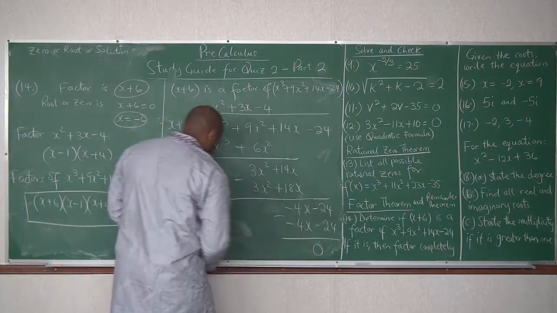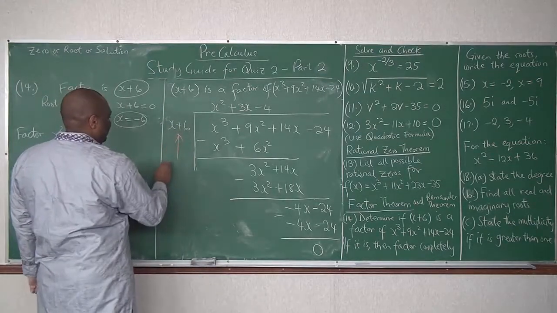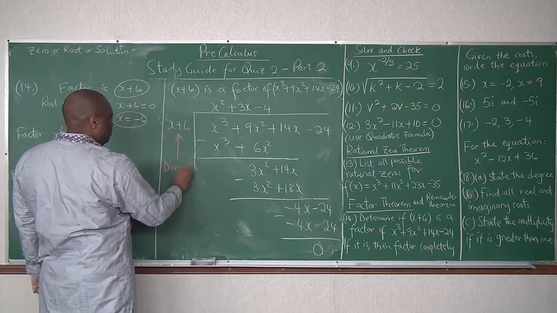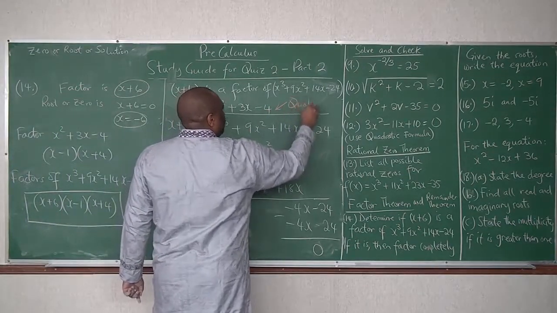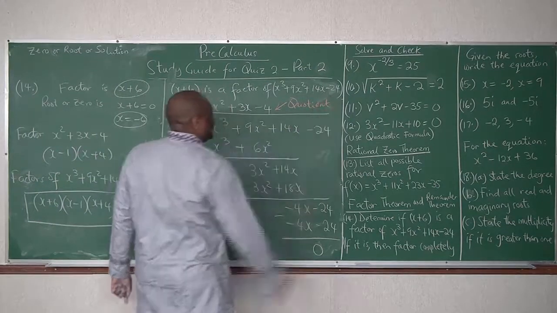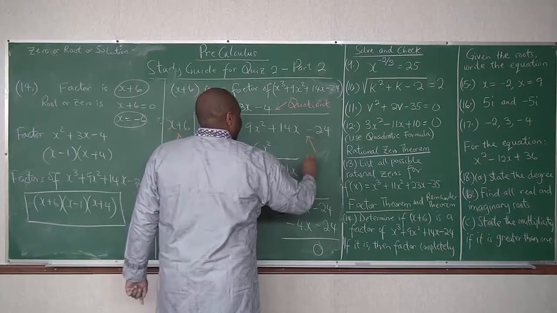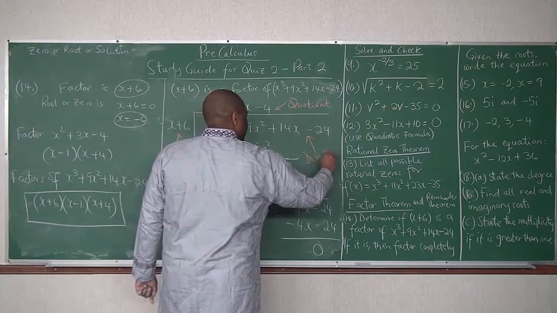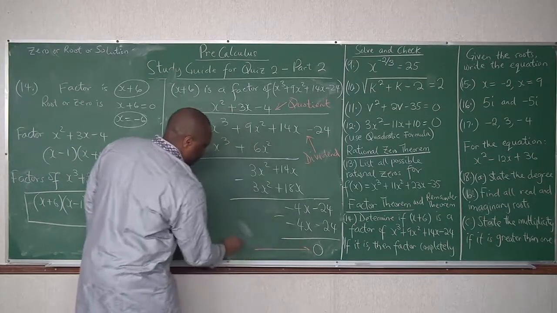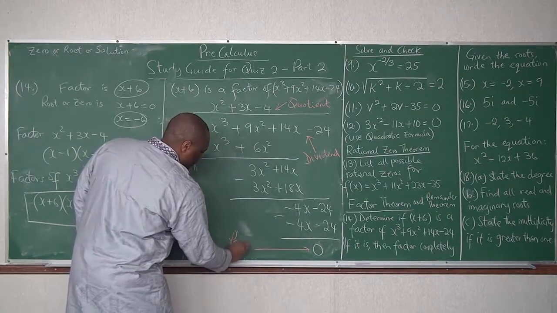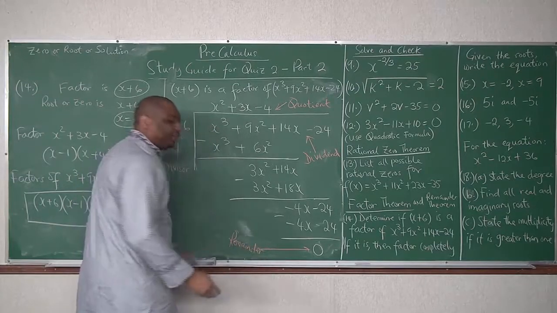Of course, this is the divisor. This is the quotient. This is the dividend. And this is the remainder. And that gives you the division algorithm.